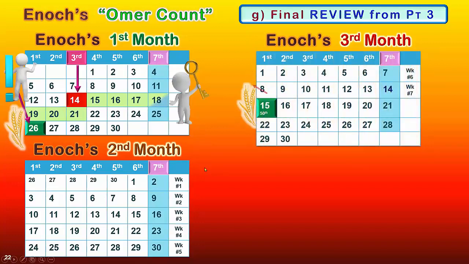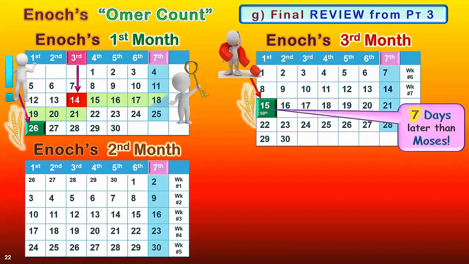About in the third month. When we go to Enoch's third month, where is the Wave Sheaf? It is on the 15th of the month, the 15th date of the month. And it is 7 days later than what Moshe observed at Mount Sinai. So how can this be? What gives Enoch the right to move the Wave Sheaf day a week later? What gives him that right?